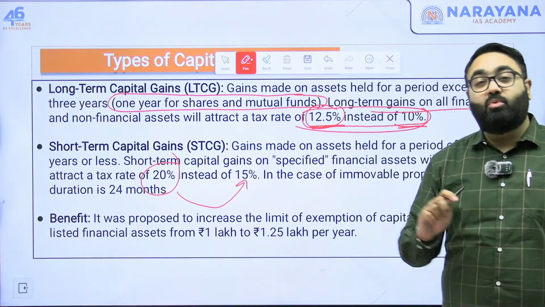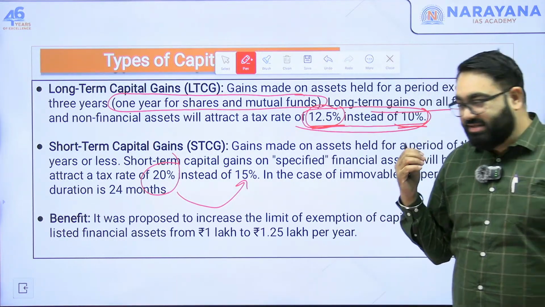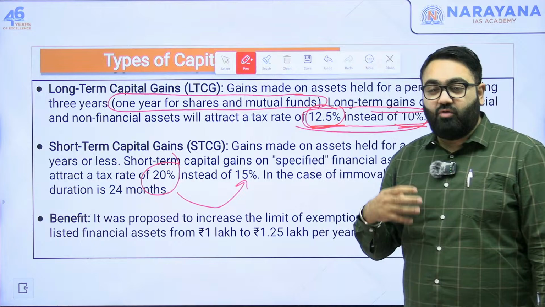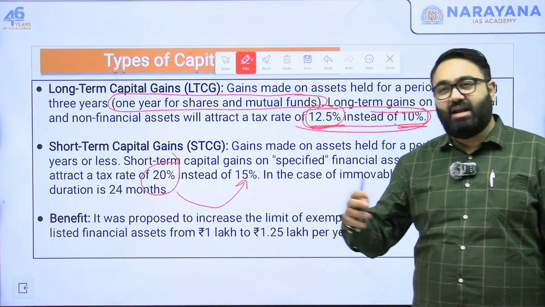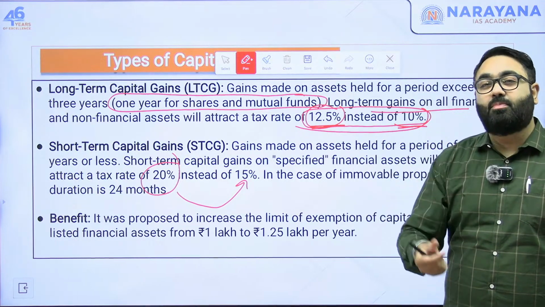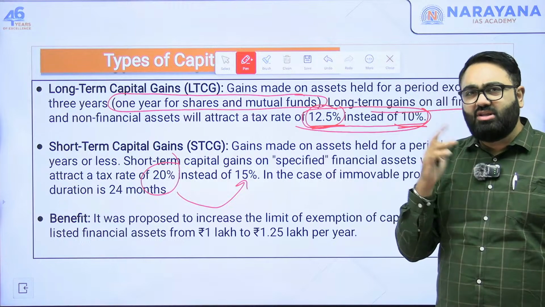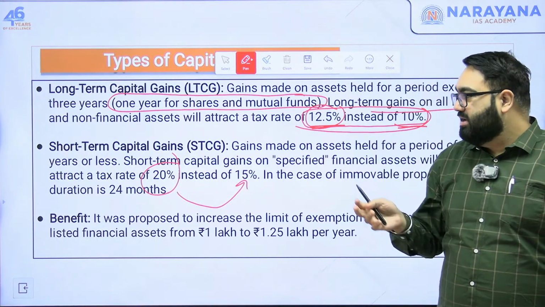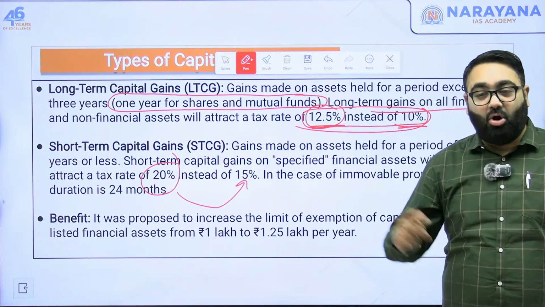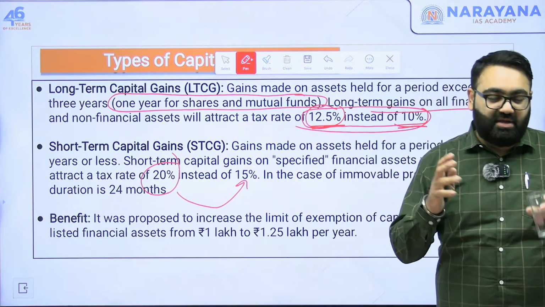Now again, there are a few things to understand. First, it is only imposed on the profit part, not on the entire value. The example that we took, if you bought a house for 1 crore and you are selling it for 2.5 crore, the profit in between, the 1.5 crores of profit that you made, it is on that the tax will be imposed. It's not imposed on the entire 2.5 crore. Second, there's also something called offsetting of losses. Now, what is offsetting of losses? Let me give you an example here.